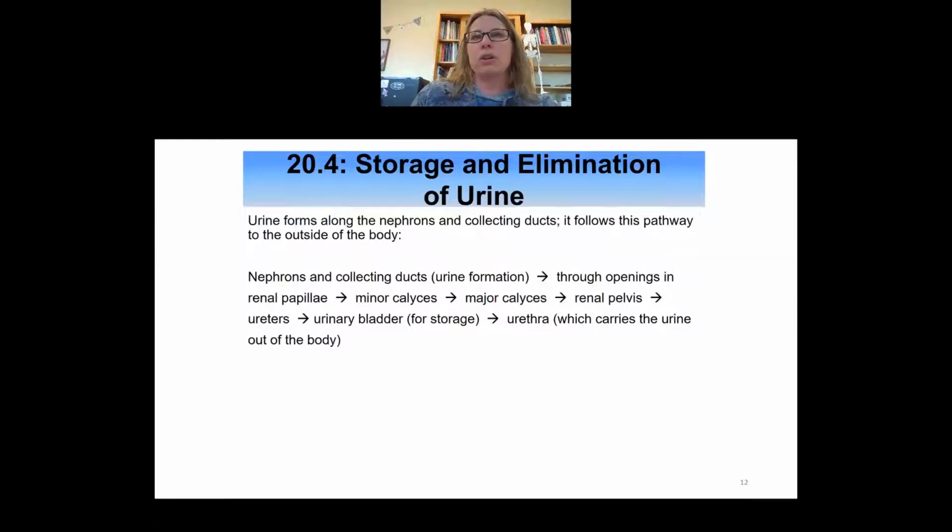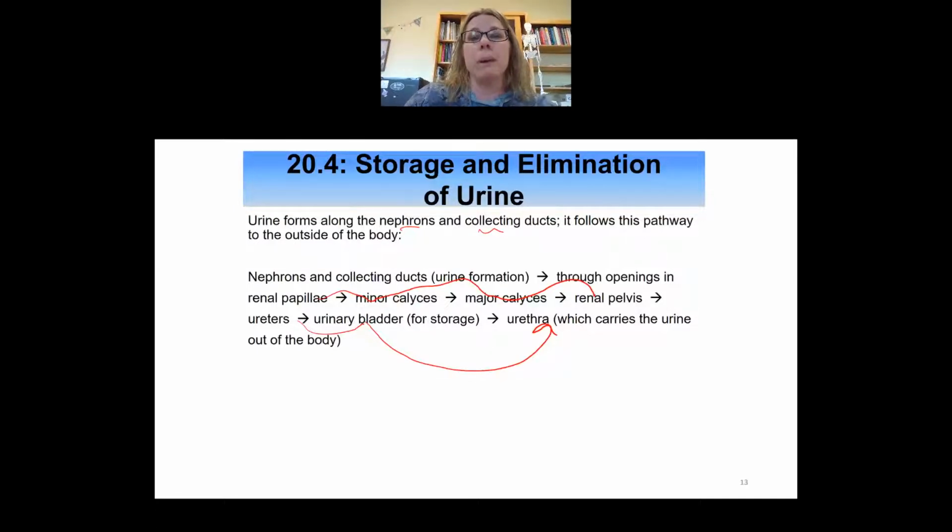Okay, so once the urine product is formed, we've kind of talked about this a little bit, but just to review for the test, urine is going to be made in the nephrons and to a little degree in the collecting duct. But from the collecting duct, that urine is going to go through the renal papillae into the minor calyces, the major calyces, to the renal pelvis, through the ureters to the bladder for storage, and then out the urethra from the body.